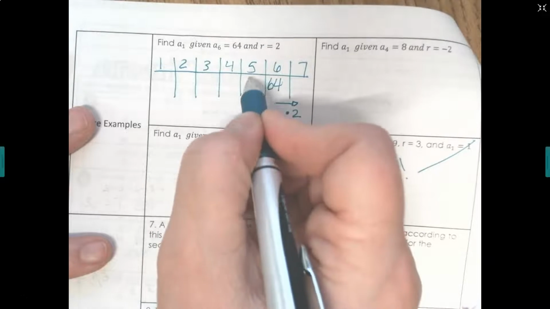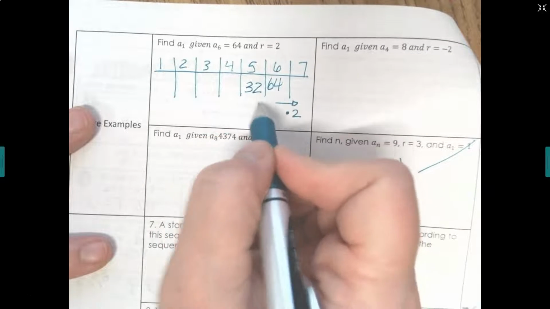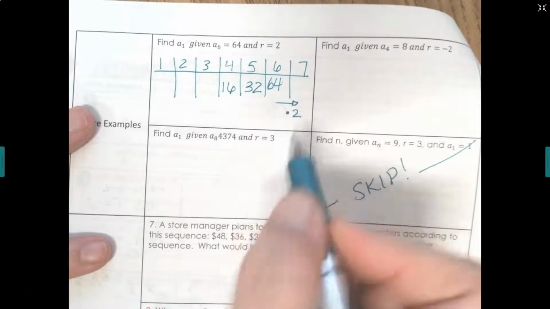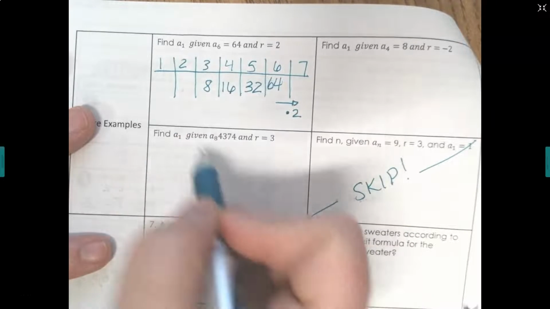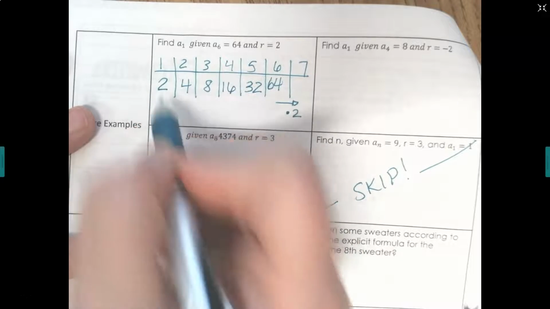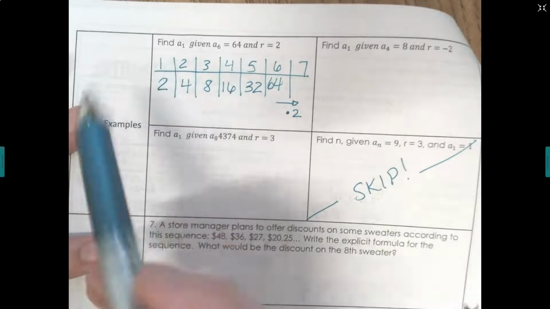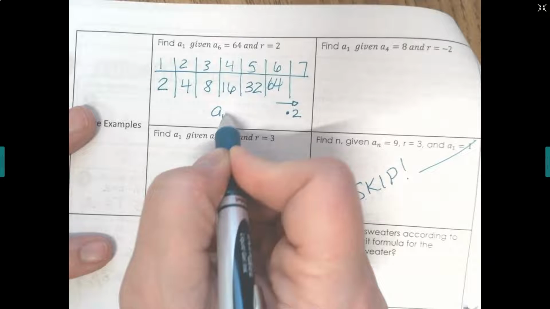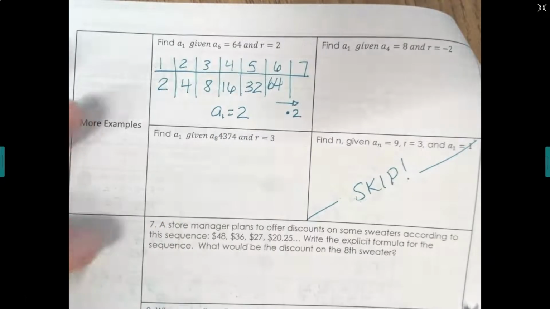So 64 divided by 2 is 32. 32 divided by 2 is 16. 16 divided by 2 is 8. 8 divided by 2 is 4. And 4 divided by 2 is 2. That took me all the way back to the first term. So the first term of this sequence is 2.